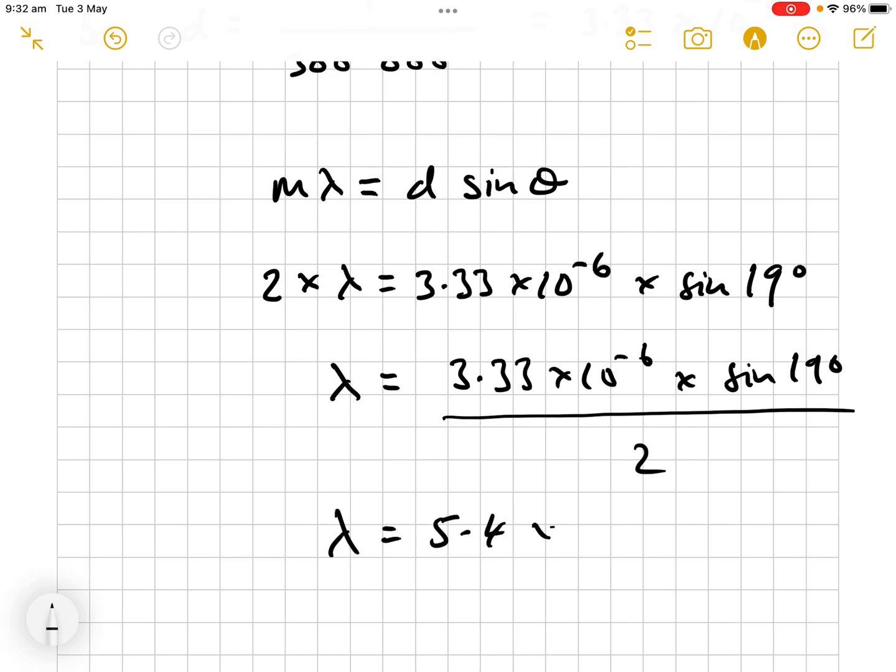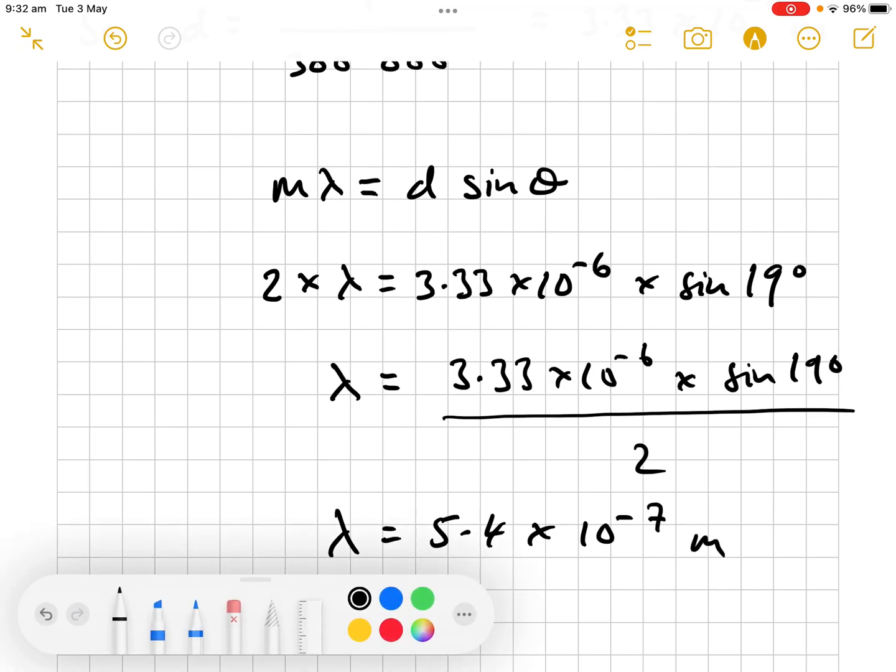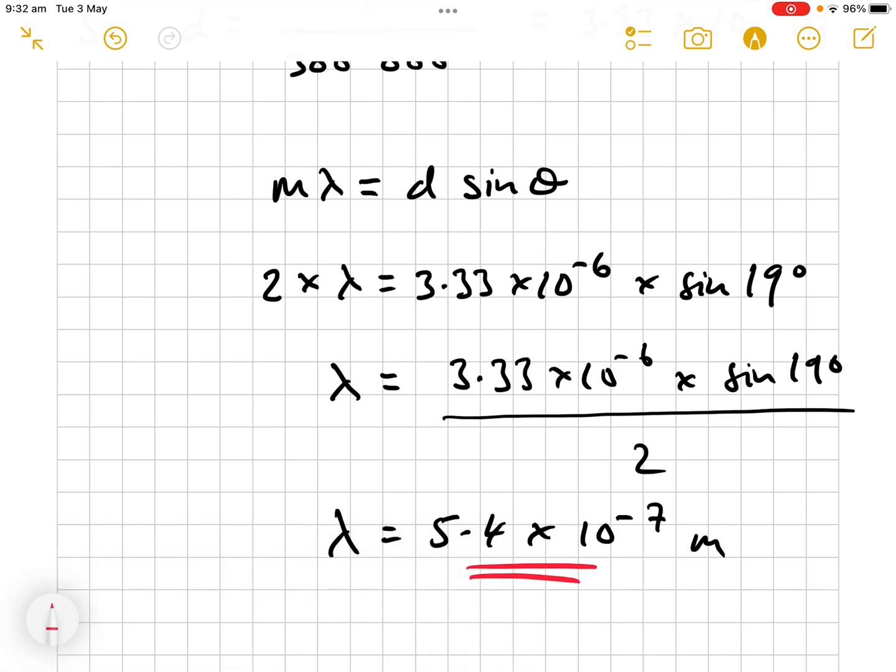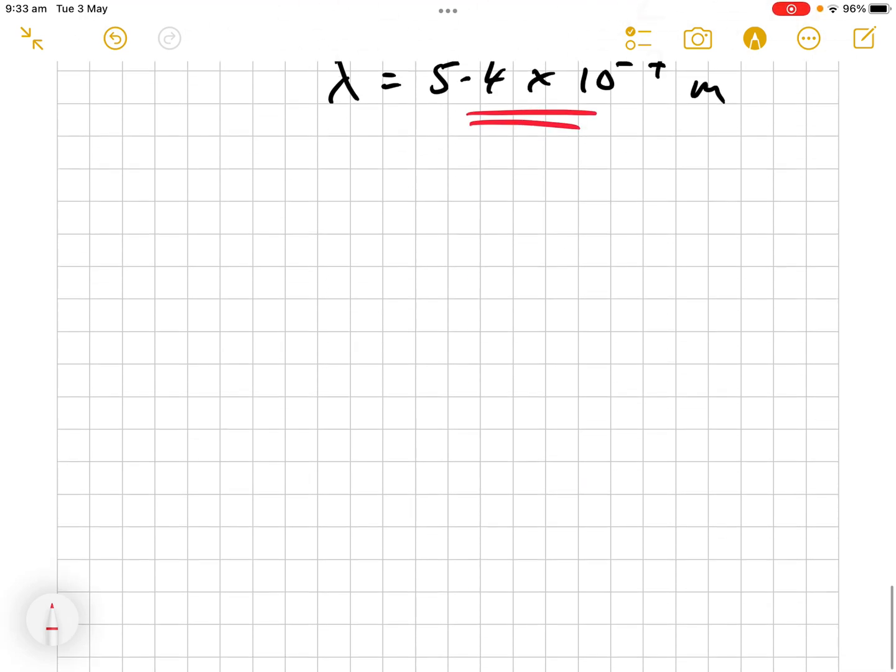is 5.4 times 10 to the minus 7 metres. So that's about 540 nanometres, which places it in the middle of the visible spectrum, so it's going to be green in this particular case.